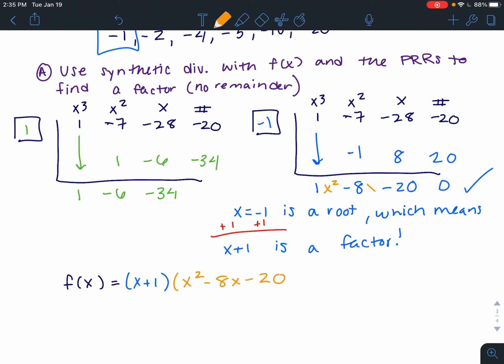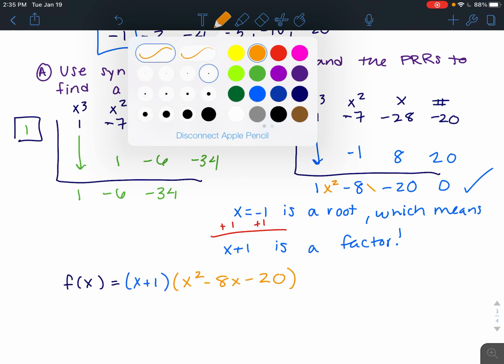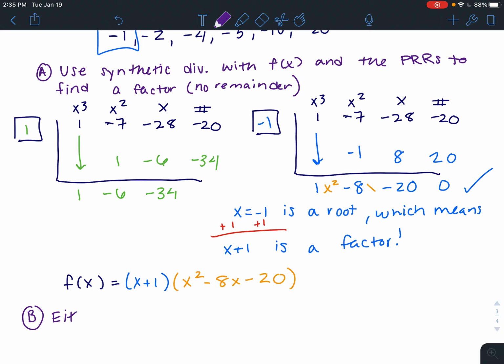So once we find one factor that works, you could continue doing synthetic division and testing the other ones, but you don't have to. So my second step is either factor the remaining quadratic or continue to test the PRRs.